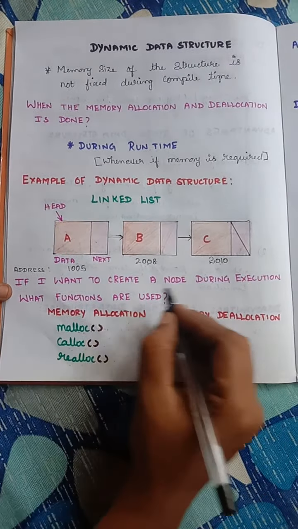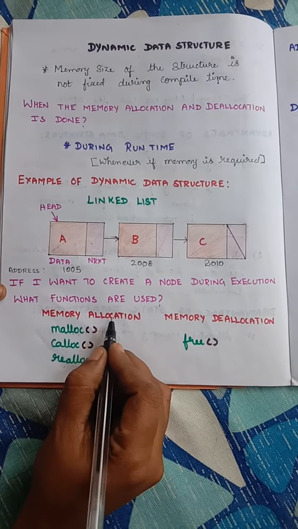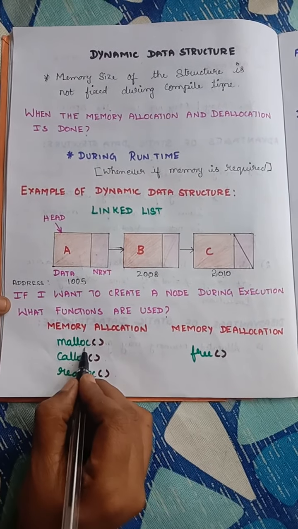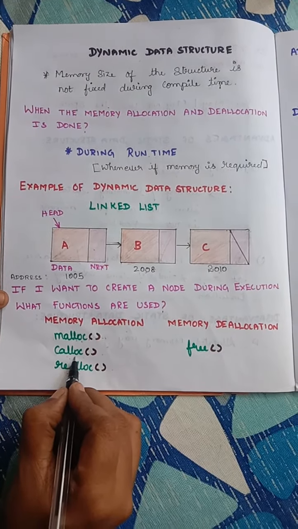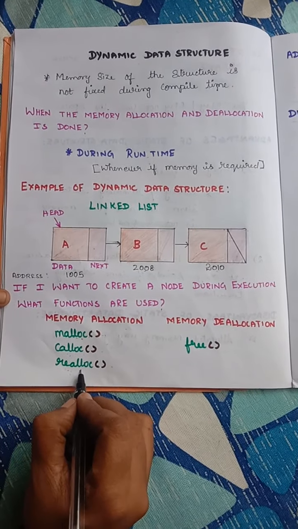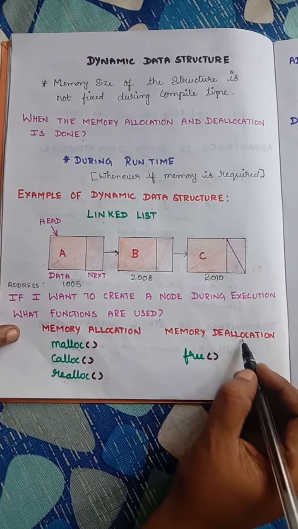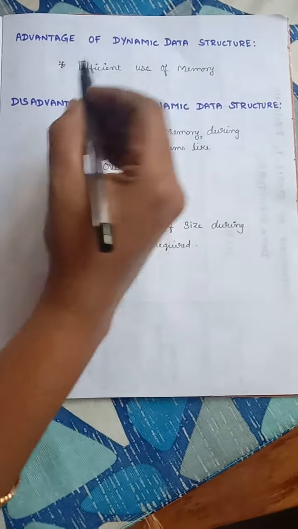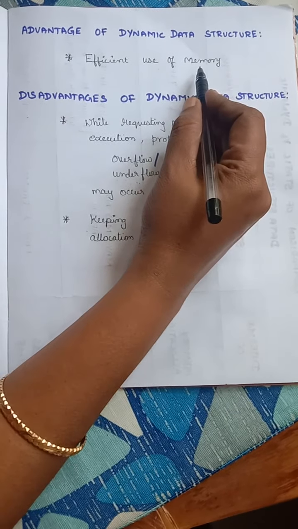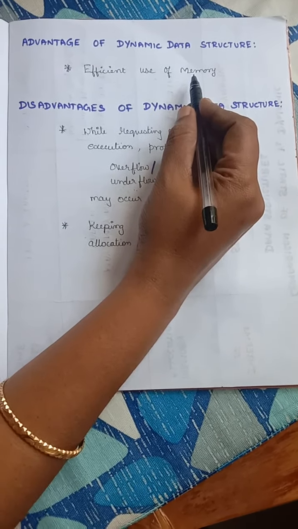If I want to create a node during the execution, what functions are used? The memory allocation functions are malloc, which is memory allocation; calloc, which is contiguous memory allocation; and realloc, which is reallocation of the memory space for the already allocated memory. And for deallocation of the memory, we can use the free function. Advantage of dynamic data structure: efficient use of memory is happening since we are requesting the memory whenever we need it. So it is an efficient use of memory.